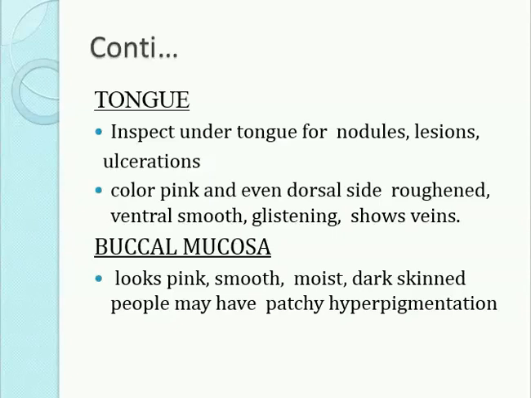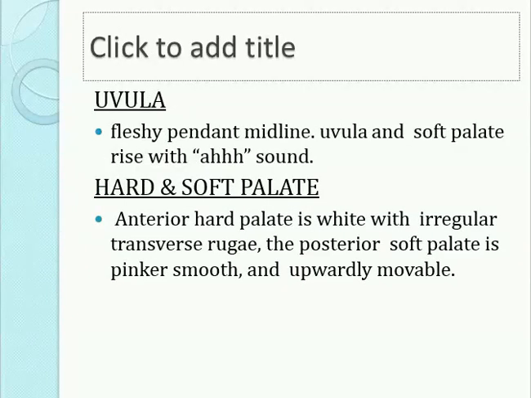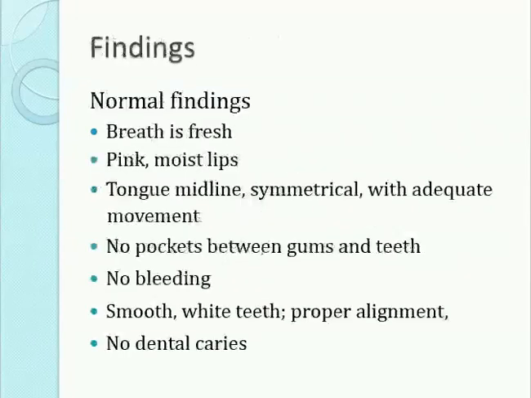Tongue is inspected for any lesions or nodules and ulceration. Color should be pink and even; dorsal side is roughened, ventral is smooth and glistening, shows veins. Buccal mucosa is assessed and it should look pink, smooth, moist, and dark skinned people may have patchy hyperpigmentation. Uvula is a fleshy pendant midline structure. Uvula and soft palate rise with a sound. Anterior hard palate is white with irregular transverse rugae. The posterior soft palate is pinker, smooth and upwardly movable.